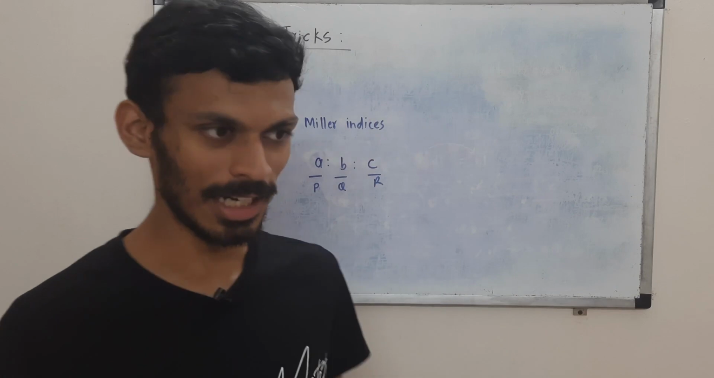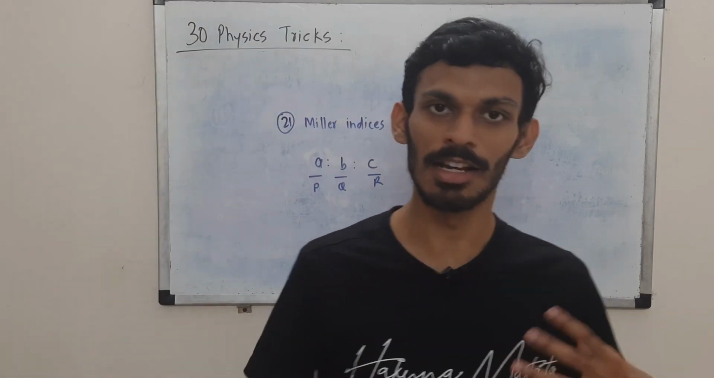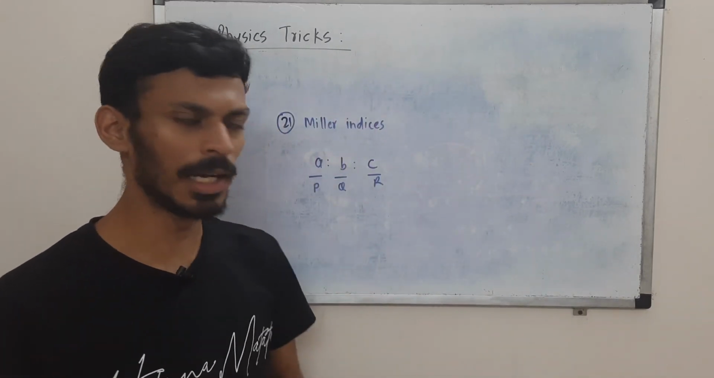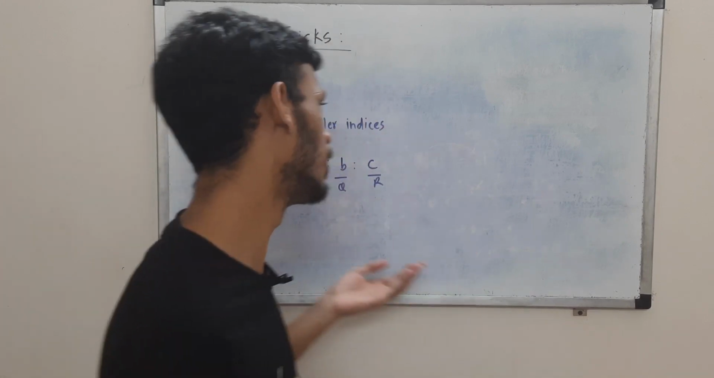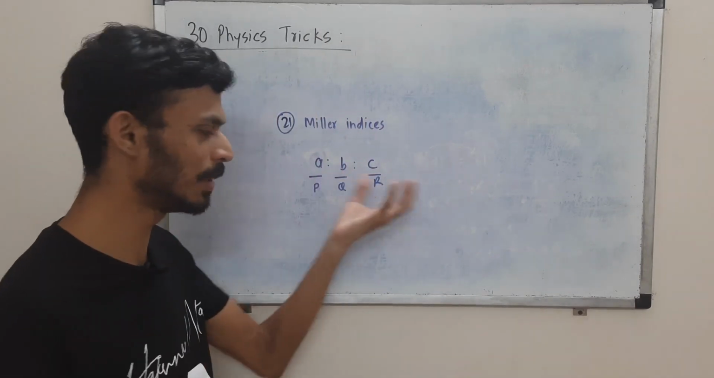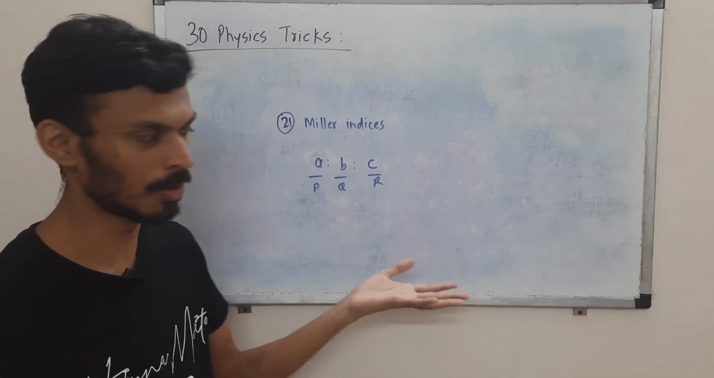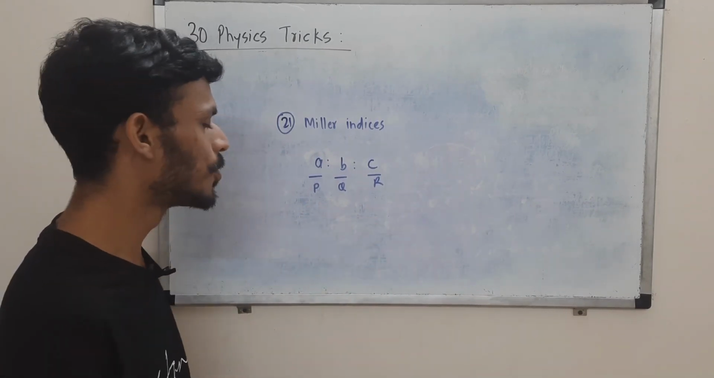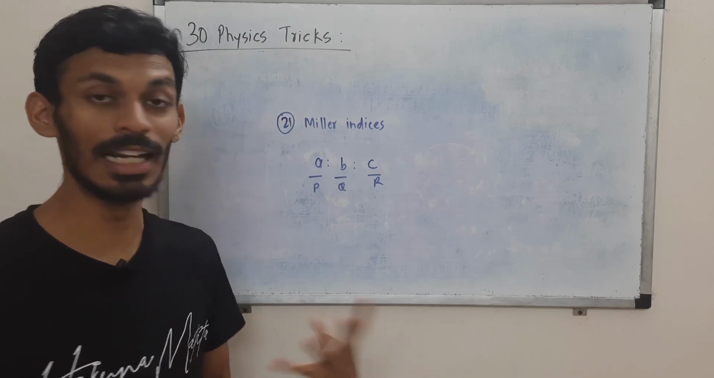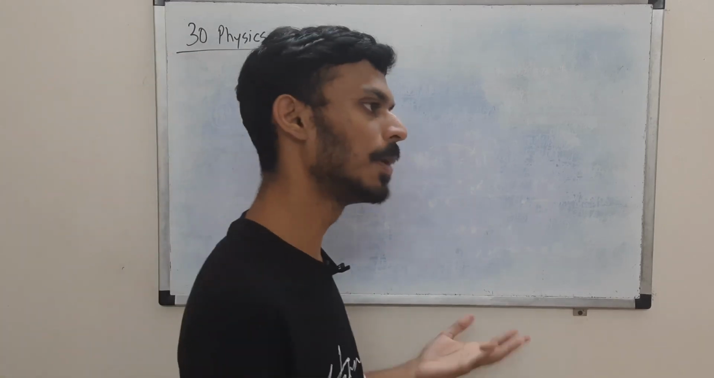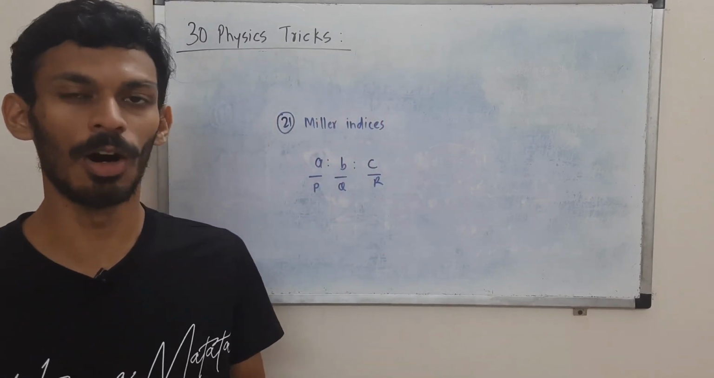21 is Miller indices. Now for Miller indices, there is a systematic approach to obtain it, but let's cut out the crap and do it via a shortcut. The shortcut is you take a, b, c and divide it by p, q, r. What is abc, what is pqr? abc are your lattice parameters, their values, and pqr are your coordinates, or the intercepts.